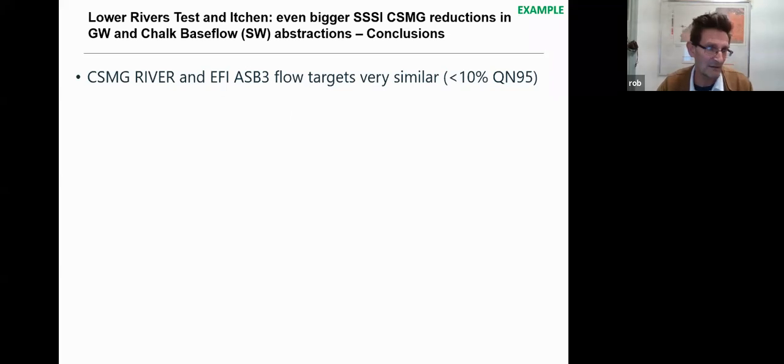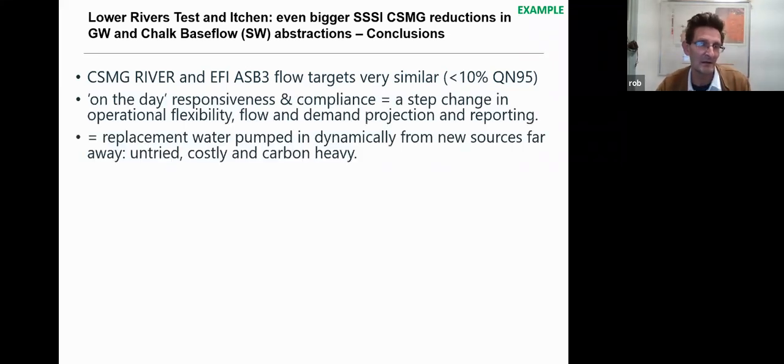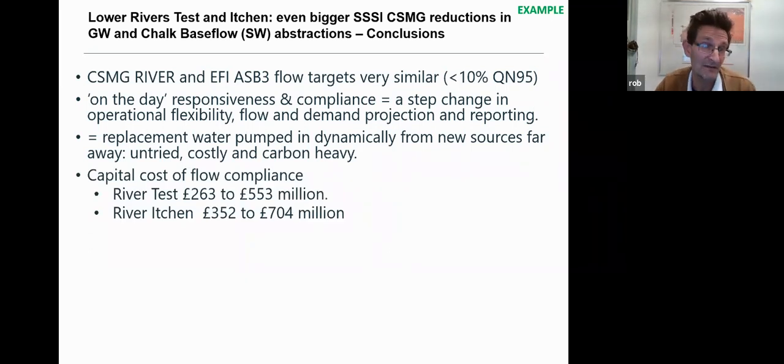Targets themselves are very similar to the ASB3 targets, but that on-the-day operational responsiveness is a real step change in the sort of operational flexibility. And it means you need a lot of replacement water. It's relatively untried, costly, and carbon heavy, and there's gazillions of pounds involved. So lots of millions for the Test, lots of millions for the Itchen.